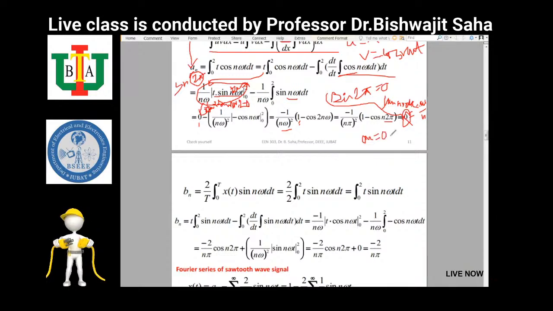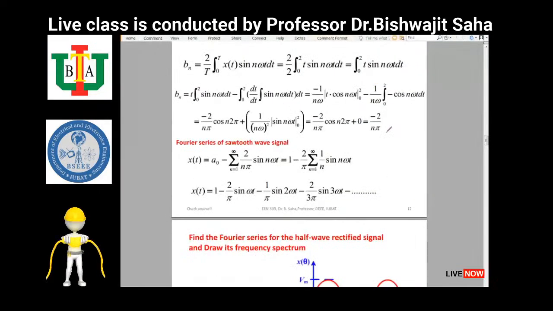We need to find out Bn. In case of Bn, we are applying the same formula, 2 over T, integral from 0 to T of x of t sine. The only change is here, sine n omega t, plus cos n omega t dt. Here is sine n omega t. Okay.